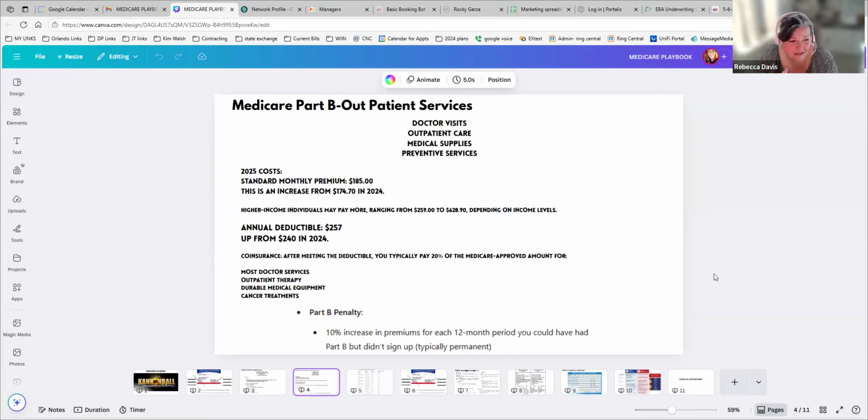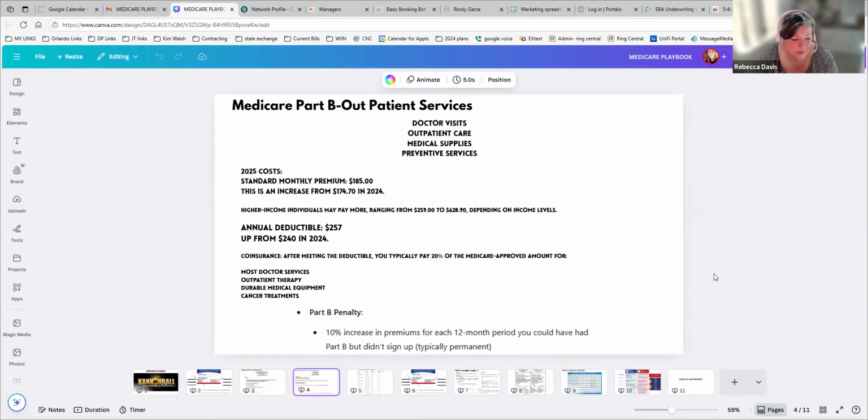So to me, the fact that there's no cap on that 20% is kind of the scariest part about original Medicare because you have no safety net. You have no max out of pocket like you're used to on a traditional health insurance coverage. So there's no safety net. They just can keep billing and billing and billing.